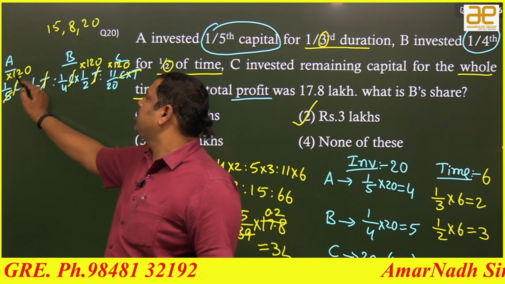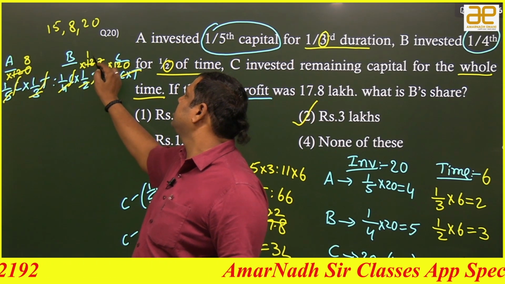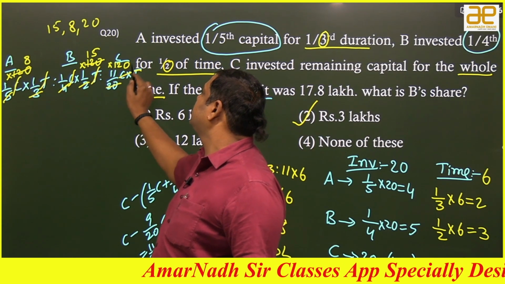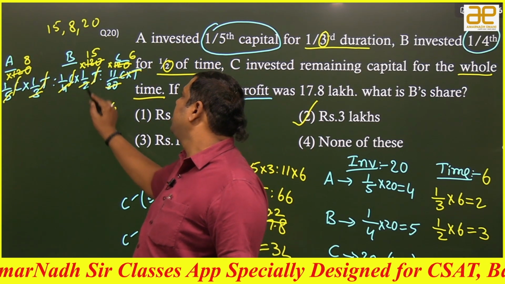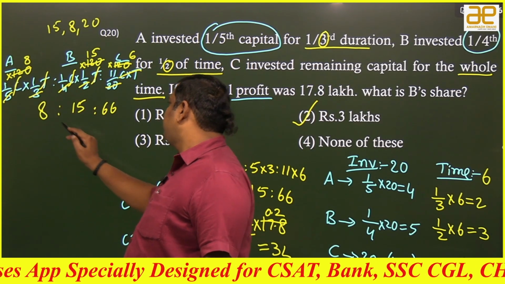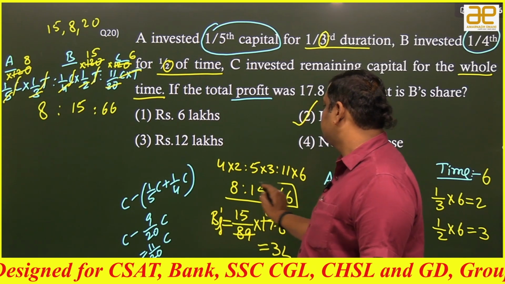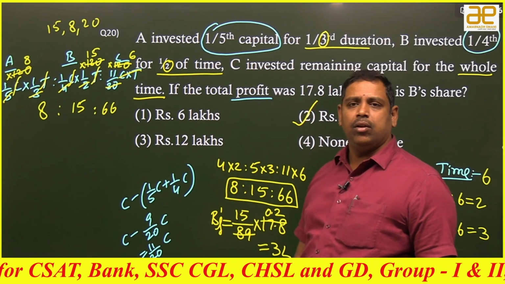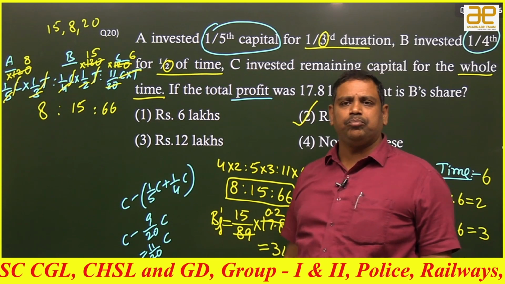Okay. So 5 3s are 15, 15 means 8 times. 4 2s are 8 means 15 times. And 6 into 11 is 66, the share of C. So 15 parts, 8 parts and 66. Now if you verify, you got the same answer or not. 8 is to 15 is to 66. Okay. So when compared to this, I will suggest that one.